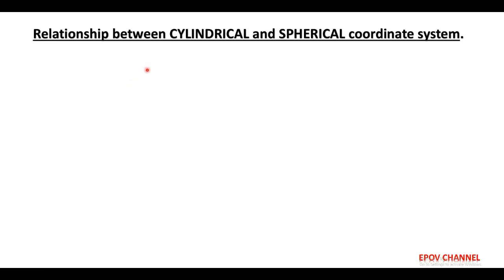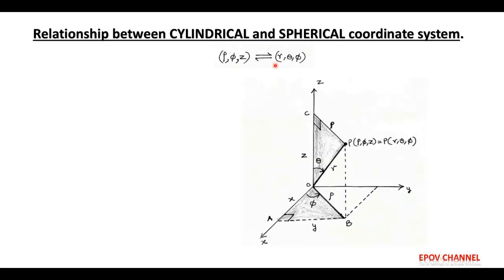Friends, welcome once again. In the last video lecture, we discussed the relationship between the Cartesian and cylindrical systems as well as the Cartesian and spherical systems. Now in this session, we can derive a relationship between the cylindrical and spherical coordinate systems, that is, the transformation between rho phi z and r theta phi. For this, we again consider a figure in which point P is expressed in the cylindrical and spherical coordinate systems.